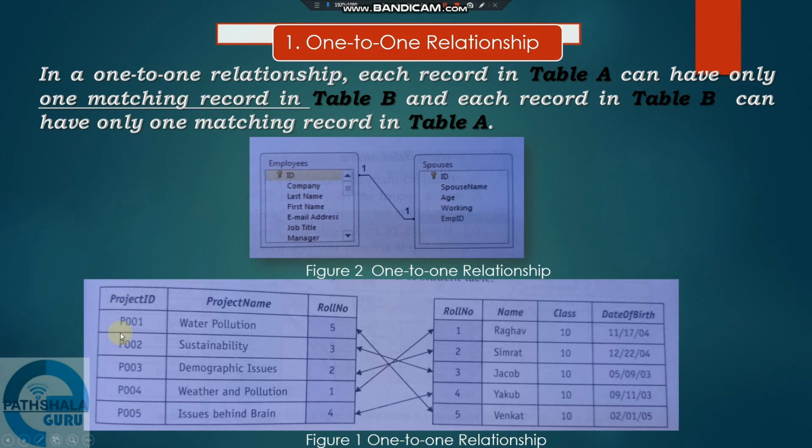a table with project ID, project name, roll number, name, class and date of birth, and another table in figure 2, employee and sources ID. Through ID we connect one to one. Very important: only one matching record in table B. Suppose there are two tables, table A and table B, and if one column is the same in both tables, it is known as a one to one relationship. Move forward. One to many.